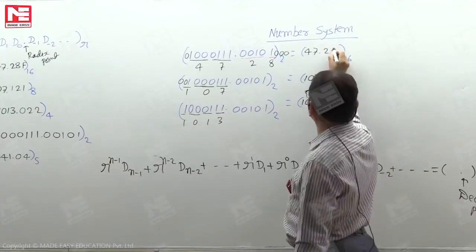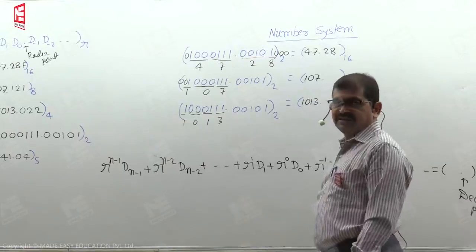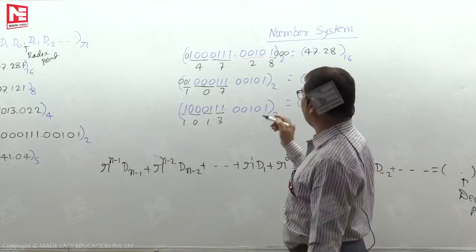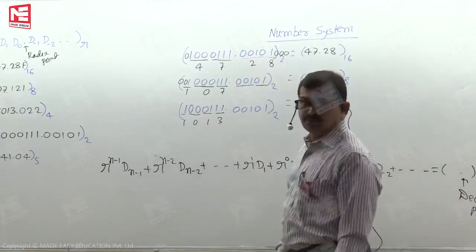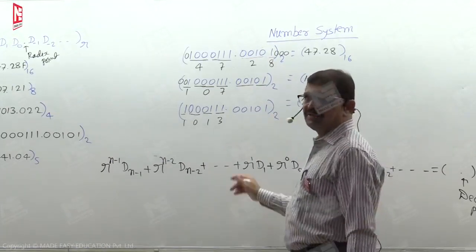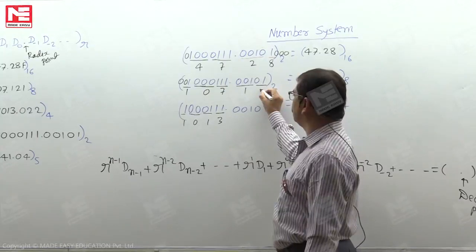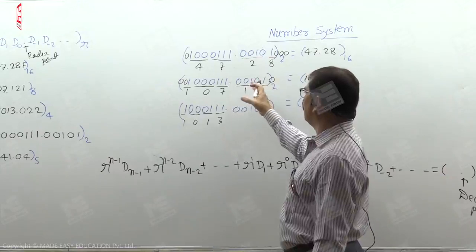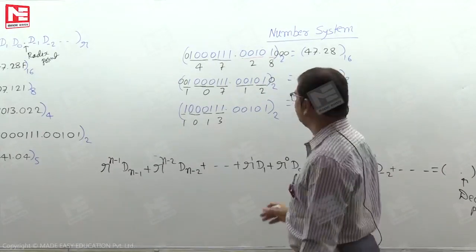Hence, this is 0.28 in hexadecimal. Similarly, for the equivalent octal number, if you look, the group size is 3 bits. We are having 2 groups. For each group, we must read its equivalent octal number. Here it is 1, here it must be 2, because assuming there is a 0, we are looking at 0, 1, 0 as 3 bits, so this is 2.